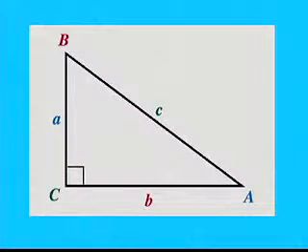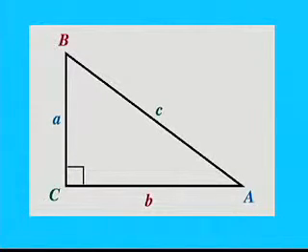In solving a triangle, a labeled sketch is an important aid, like the triangle seen here. We have that side A represents the side opposite angle A, side B represents the side opposite angle B, and side C represents the side opposite angle C. And when it's a right triangle as pictured here, C always represents the hypotenuse.